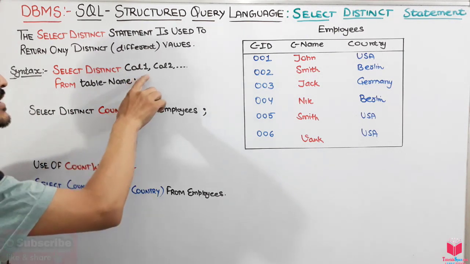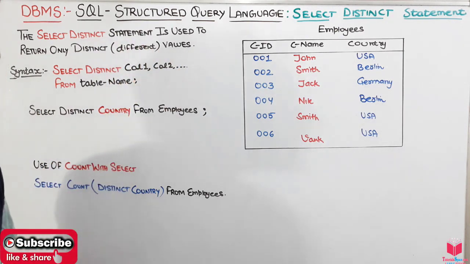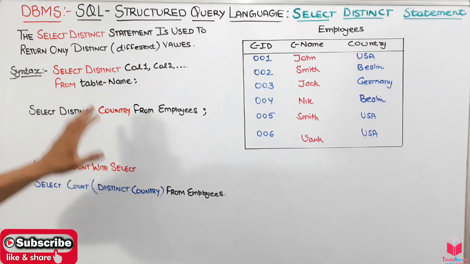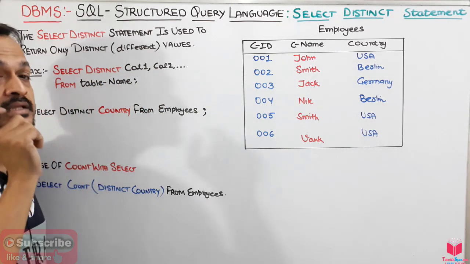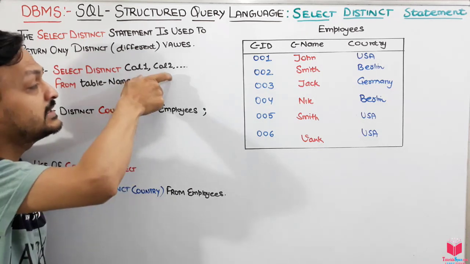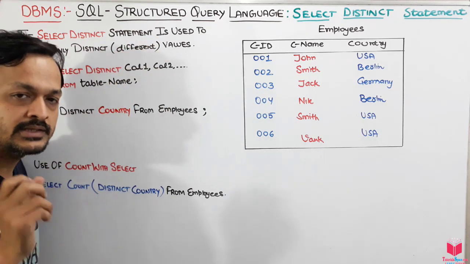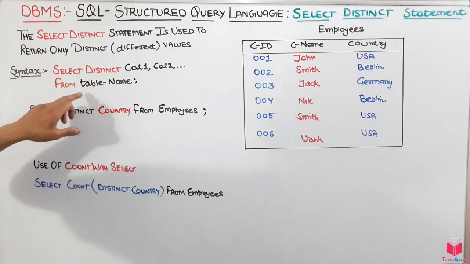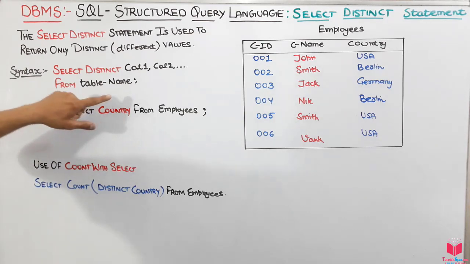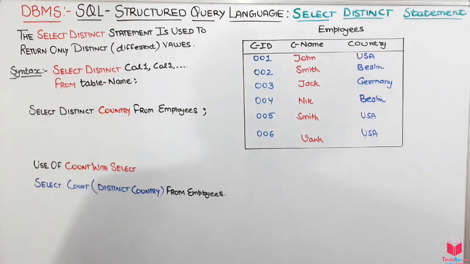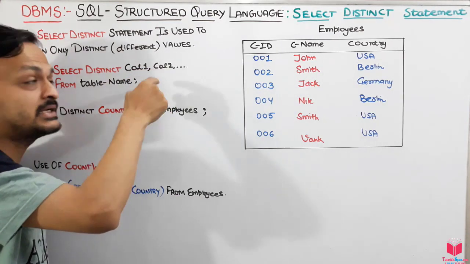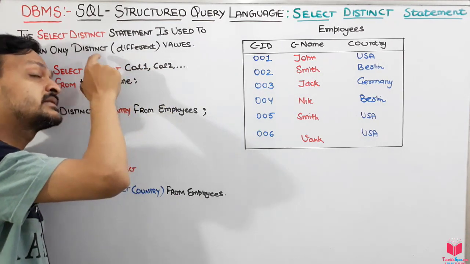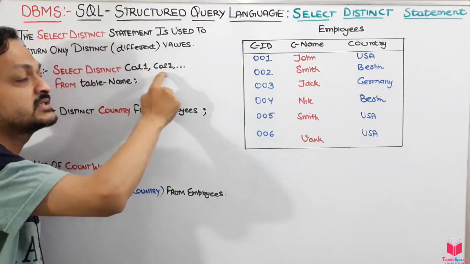The syntax of this is exactly: select distinct, after that column 1, column 2, whatever columns you want to display, it is all up to you. It will select all the distinct values from these columns. Clear? And after that, from table name, where you specify the table name. It will select these columns, and the distinct values will be returned from these columns.